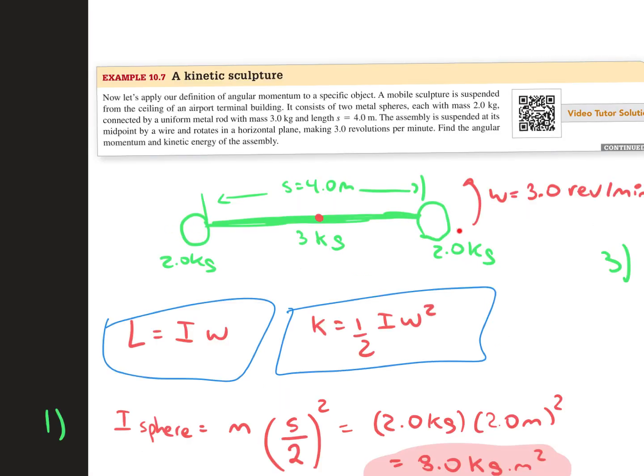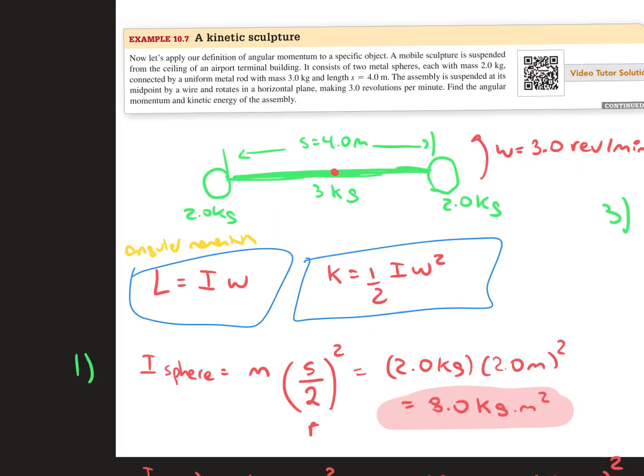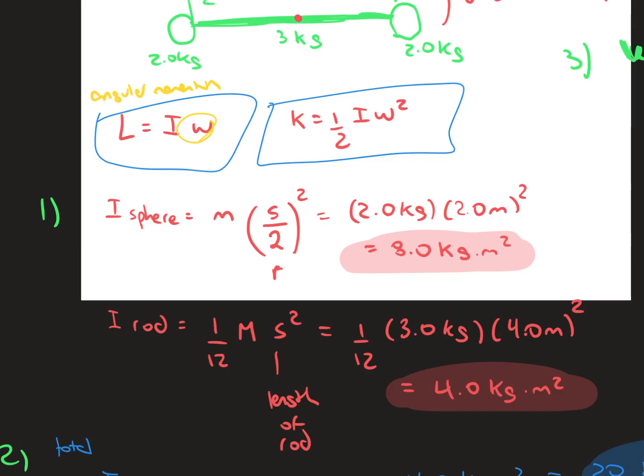Right here we have the two masses, 2 kilos each, the rod drawn right here, which is 3 kilos, and the distance being 4 meters. As we find the angular momentum, we're going to use the equation L equals the moment of inertia times omega, the angular velocity. The kinetic energy is going to be 1/2 times the moment of inertia times the angular velocity squared. So first we have to find the moment of inertia of both the spheres and the rod.